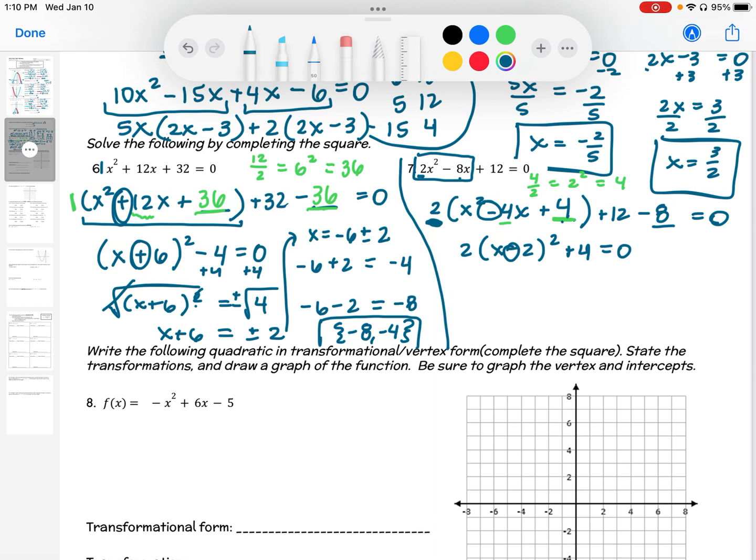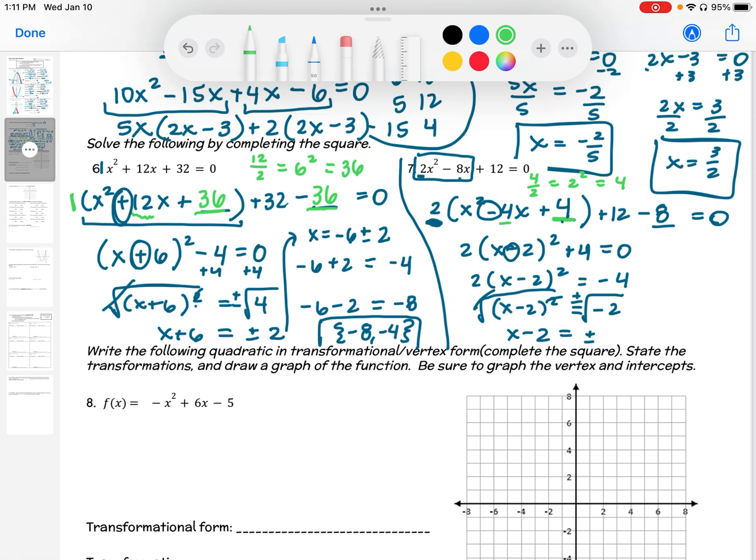All right, so let's go ahead and solve this. So now we're going to have 2 times x minus 2 squared equals negative 4. We subtract 4 from both sides. Now divide both sides by 2, and we get negative 2. Take the square root of both sides. Don't forget your plus or minus. Those are going to cancel, and we get x minus 2 equals plus or minus.